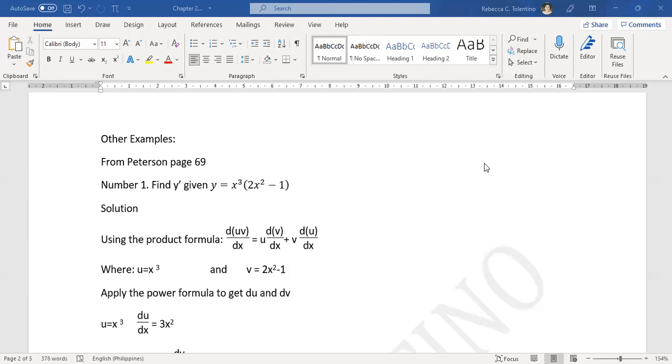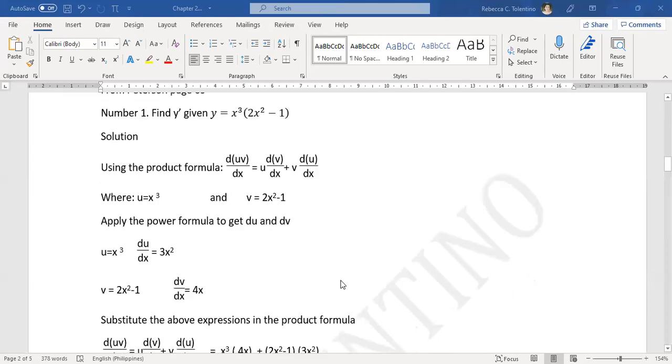So we're asked to find y prime given y equals x³ times (2x² − 1). So initially, if you look at the way y is written, it looks like it's a product, where u is x³ and v is 2x² − 1. If we apply the product rule, taking u equals x³, our du will be 3x². And taking v to be 2x² − 1, our dv is going to be 4x.